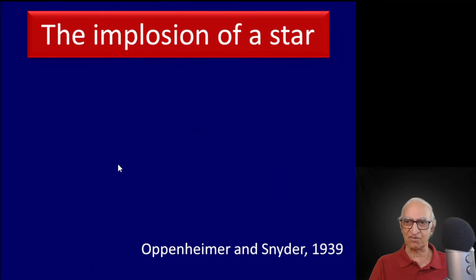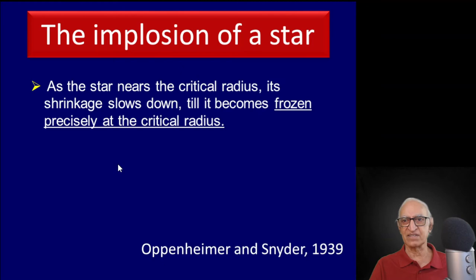And this is what Oppenheimer and Snyder found in 1939. They found a very perplexing result. A distant astronomer would see the following. As the star collapses and collapses and collapses and reaches the critical radius, which we shall discuss in the next lecture, whose value is 2GM divided by c squared, which is the radius at which it will become a black hole, its shrinking becomes slower and slower and slower till it becomes frozen precisely at the critical radius.